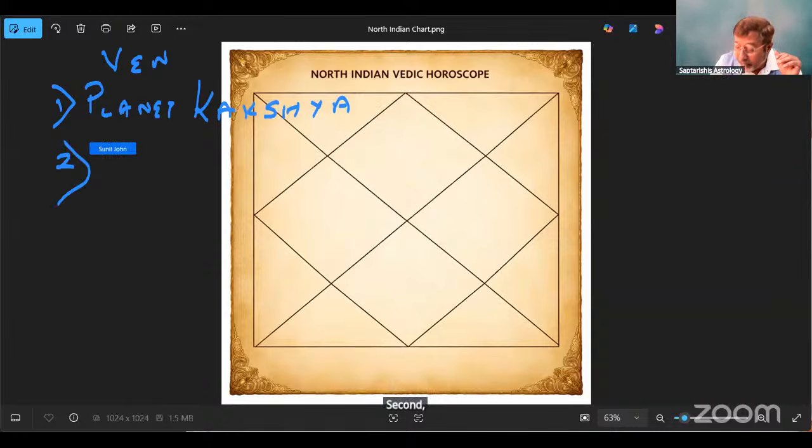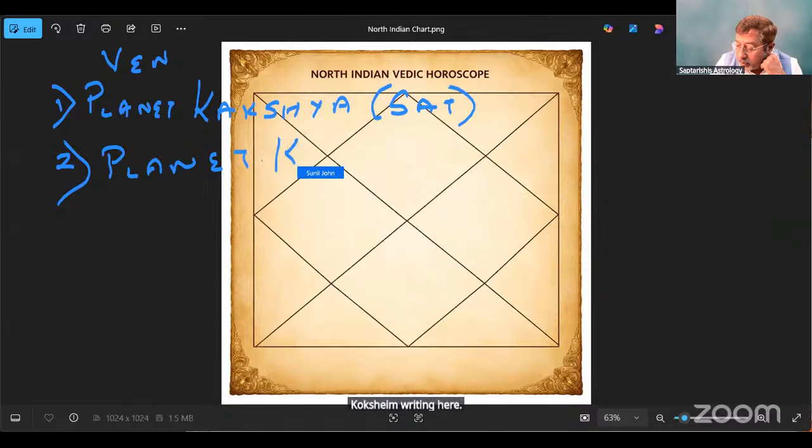Second, suppose this planet is in Saturn's Kaksha. This planet that you identified, Kaksha I'm writing here, is the owner of which houses?